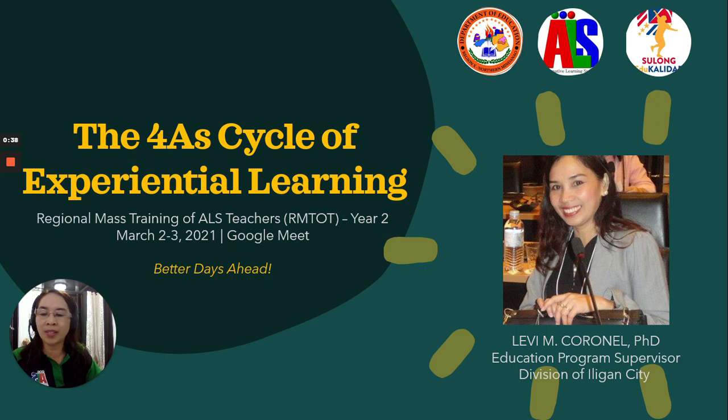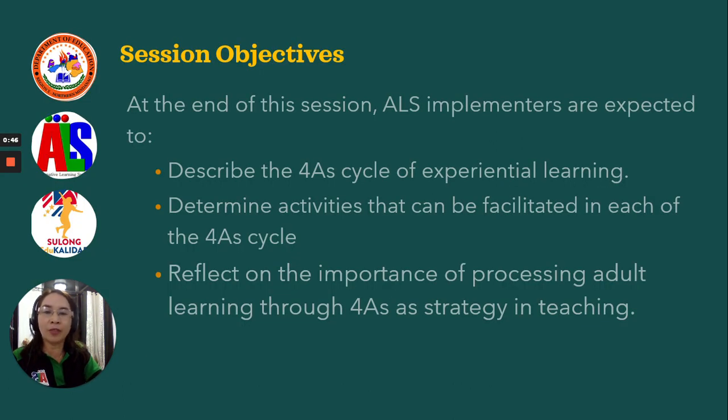So, for our session objectives, all of you ALS implementers are expected to describe the 4A cycle of experiential learning, determine activities that can be facilitated in each of the 4A cycle, and third, reflect on the importance of processing adult learning through 4A's as a strategy in teaching.